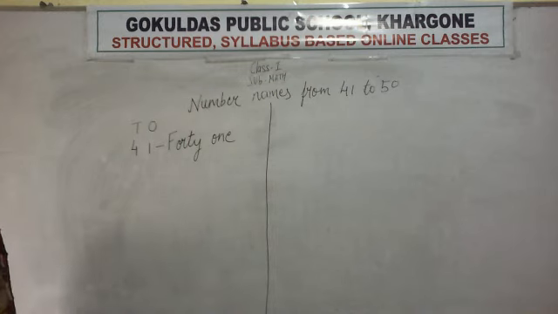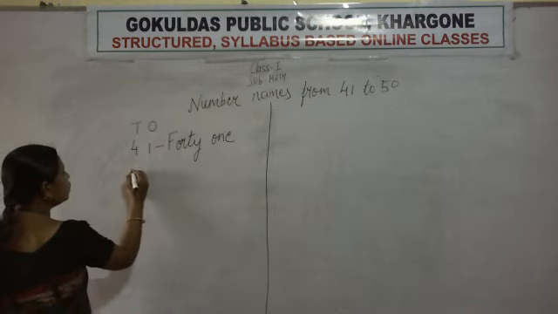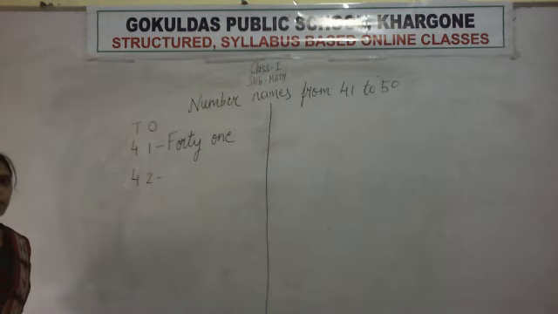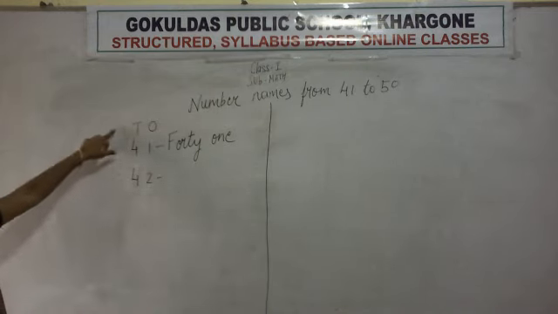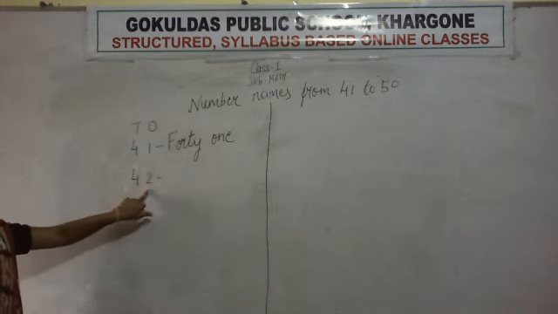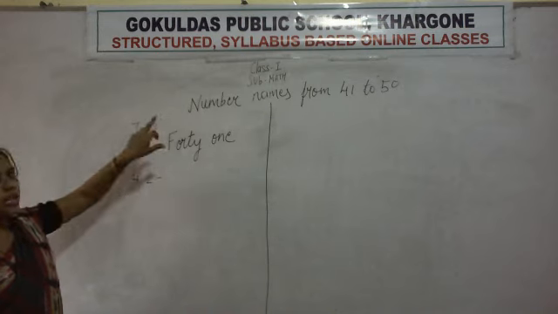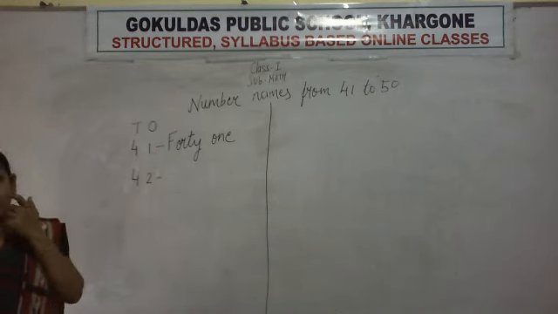41. F-O-R-T-Y 40, O-N-E 1, 41. Now after 41, which number will come? 42. What is the place value of 4? The place value of 4 is tens, and the place value of 2 here is ones. What is the place value of 2? Ones. So 42.